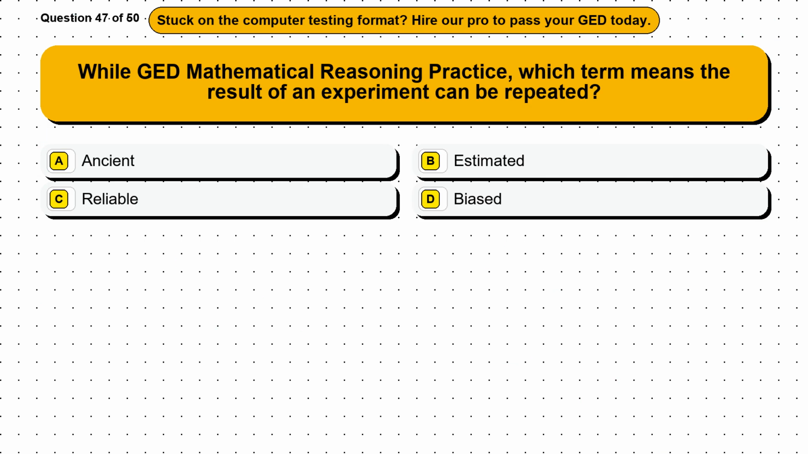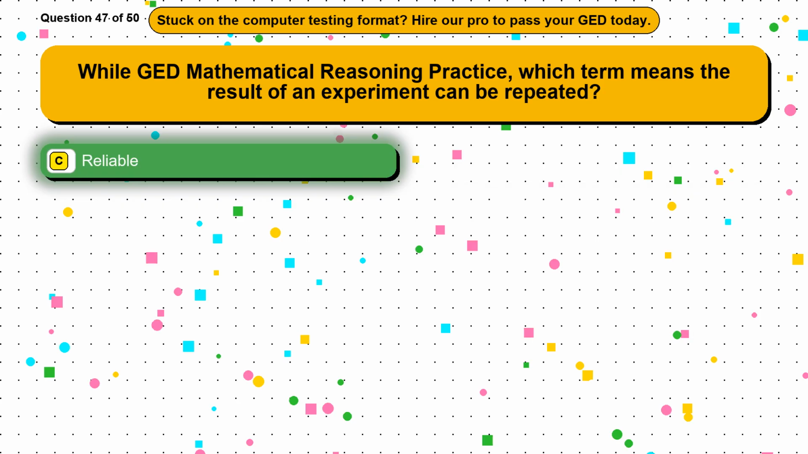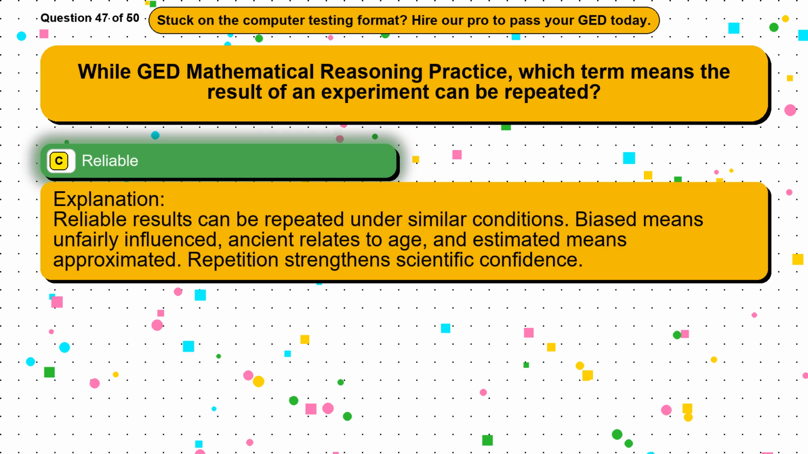Question 47. While GED Mathematical Reasoning Practice, which term means the result of an experiment can be repeated? Option A, ancient. Option B, estimated. Option C, reliable. Option D, biased. The correct answer is option C. Reliable. Reliable results can be repeated under similar conditions. Biased means unfairly influenced, ancient relates to age, and estimated means approximated. Repetition strengthens scientific confidence.